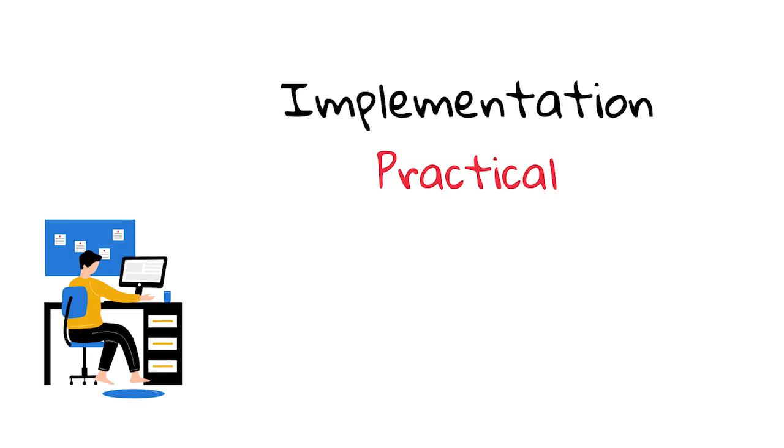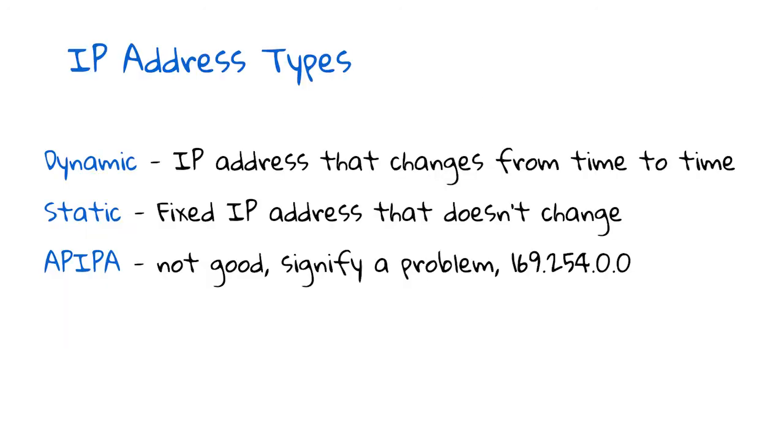Earlier on in the course, we checked the IP address on our computers. This time, we're going to be configuring the IP address. There are 3 ways that a computer gets an IP address. Number 1 is dynamic. These are addresses assigned by a DHCP server. You get issued a lease for a period of time, and the address changes when the lease expires. This is the default on a Windows machine.